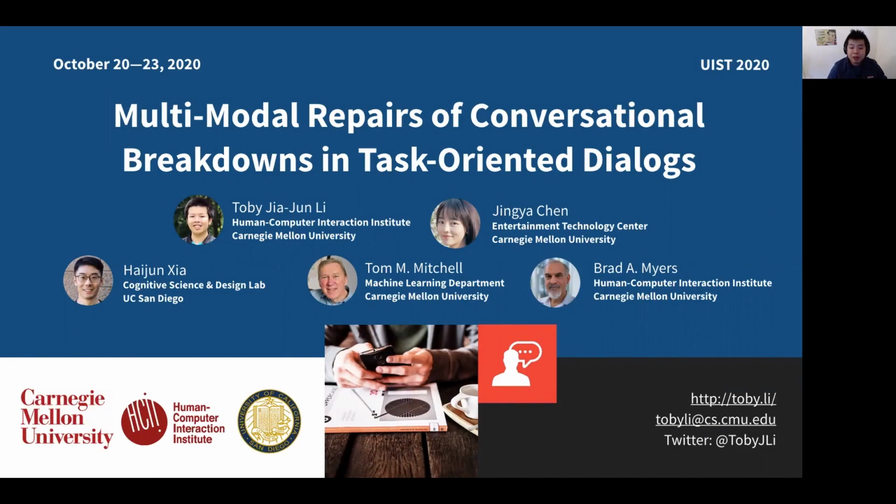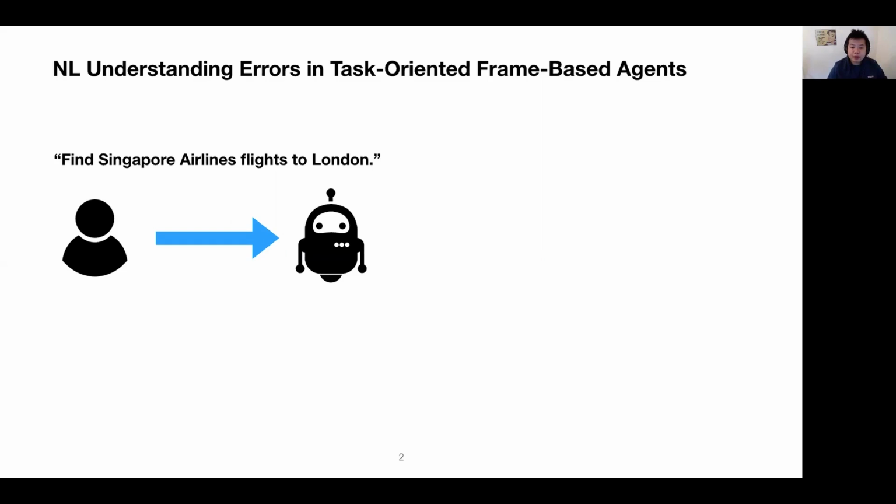It's my great pleasure to talk about our work in multimodal repairs of conversational breakdowns in task-oriented dialogues. This work is done with my colleagues from CMU and UC San Diego. There are different types of breakdowns in human-agent conversations. In this paper, we specifically focus on the natural language understanding errors in task-oriented frame-based agents.